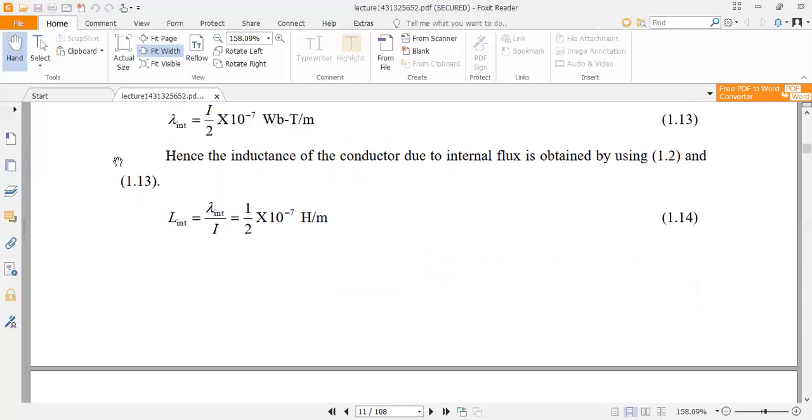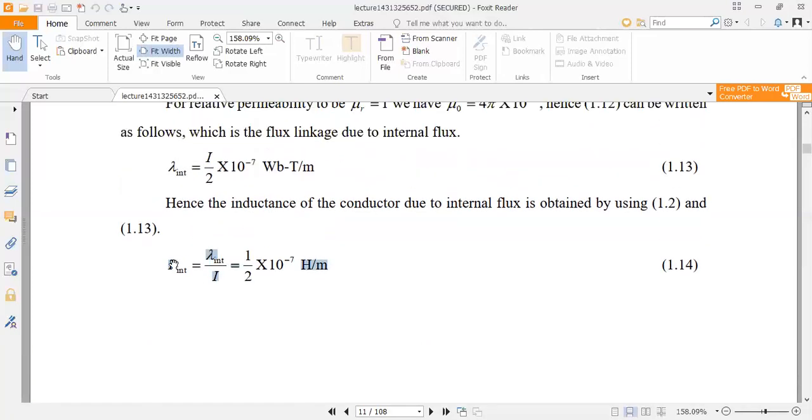So this is the calculation of the total internal flux inside of the conductor. If you have any question, you may ask.